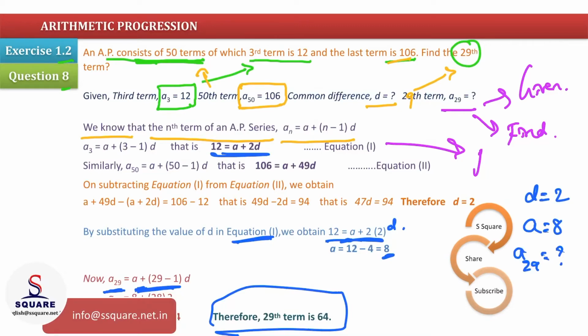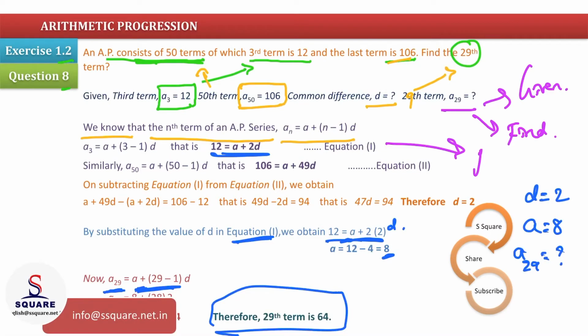We'll go through the problem once again. The AP consists of 50 terms, in which the third term is 12. Only the third term they have given, and the last term is 106. Last term means the 50th term, so the 50th term is 106. They have asked for the 29th term.